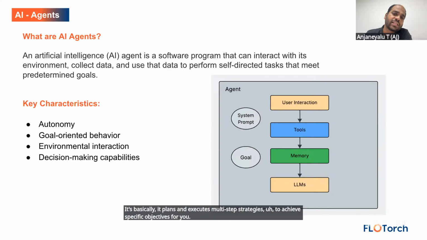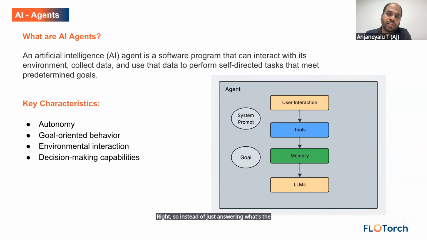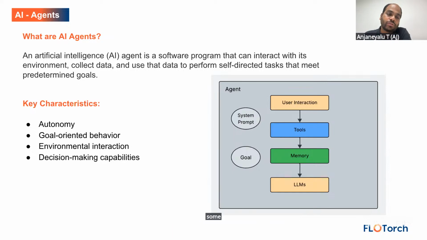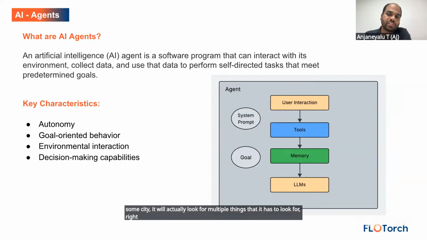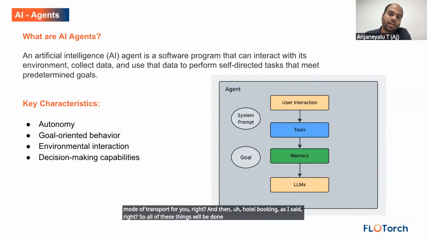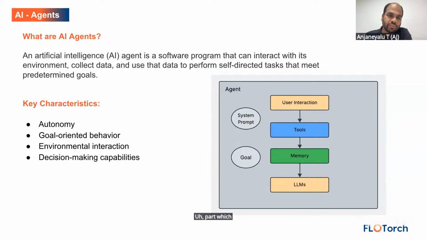So instead of just answering what's the weather, when I say plan the weekend activities, or plan my business trip to some city, it will look for multiple things. It will check the weather, flight availability, what is the best mode of transport for you, and then hotel booking, as I said. All of these things will be done in this part, which is goal-oriented behavior.